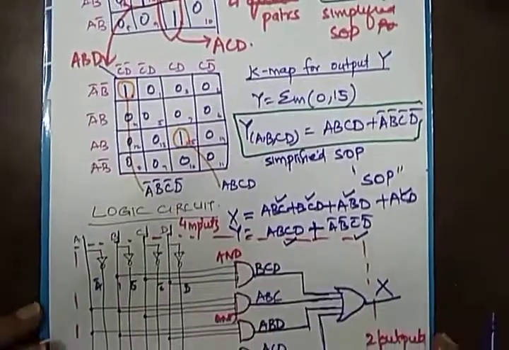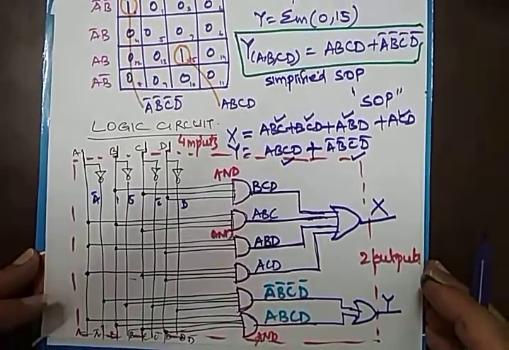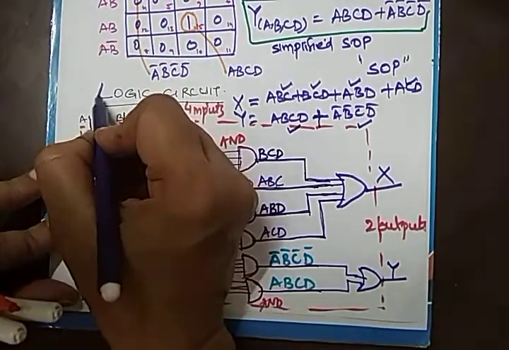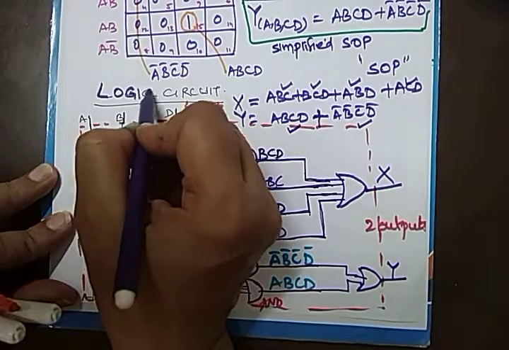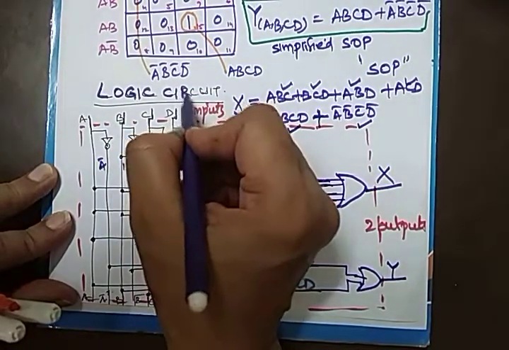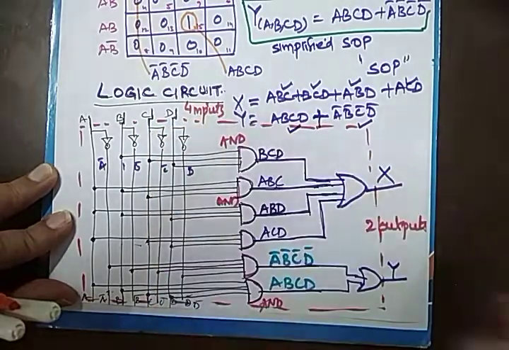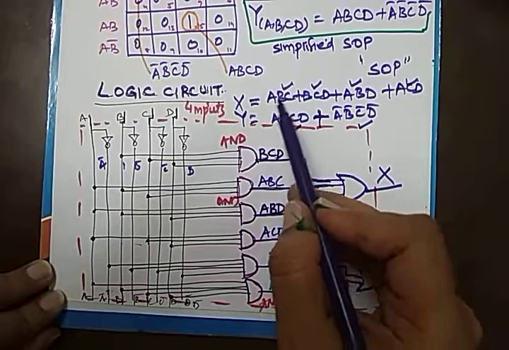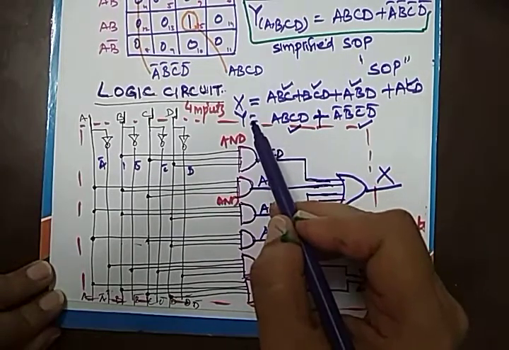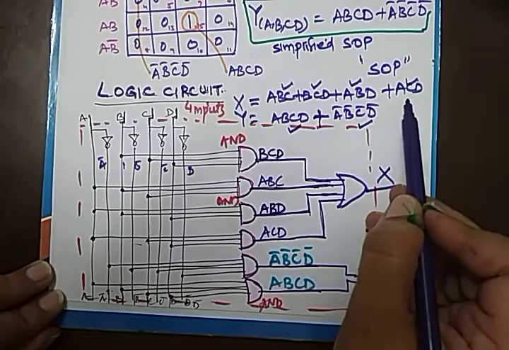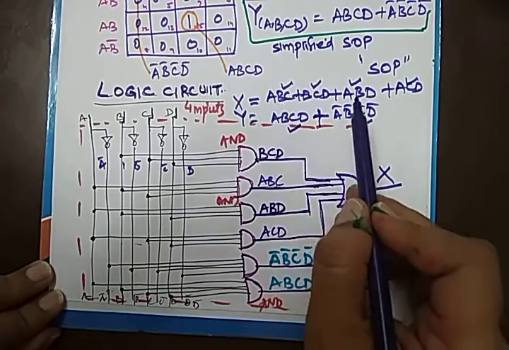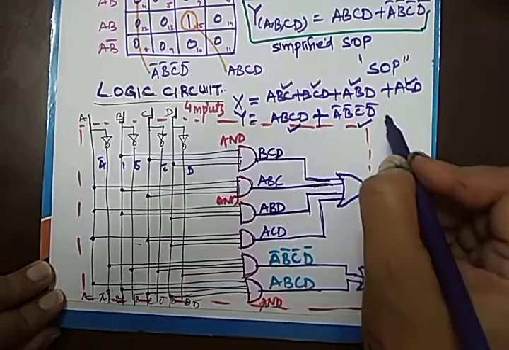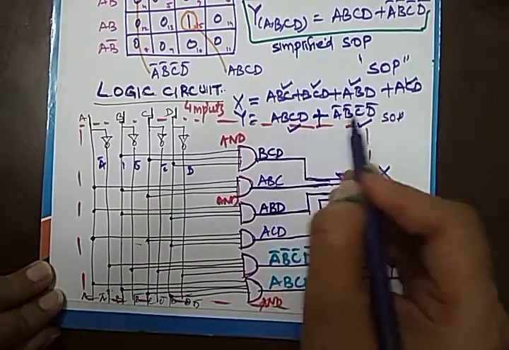The last step in the design of a combinational circuit is to draw the logic circuit. Having found the simplified Boolean function for each of the outputs, the last step is to draw the logic circuit from the simplified outputs. So X is a SOP function having 1, 2, 3, 4 product terms. Y is another SOP function having 2 product terms.